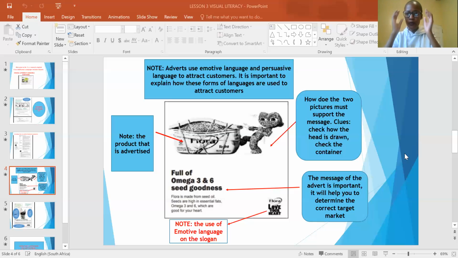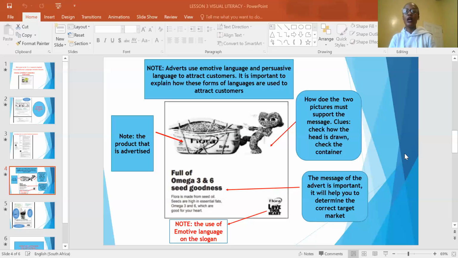And then again, there must be a correlation. There must be a relationship between the picture that is being used and the message. You cannot be advertising your car, then you use a picture of a baby who's crying. There's no relationship between the two. So whenever you study an advert, ask yourself, what is the advertiser saying about the product? You study the message, and then you check the picture that is being used. How does this picture fit in the advert? How does this picture help to enhance, if not to emphasize, the message of the advertised product or advertised service?